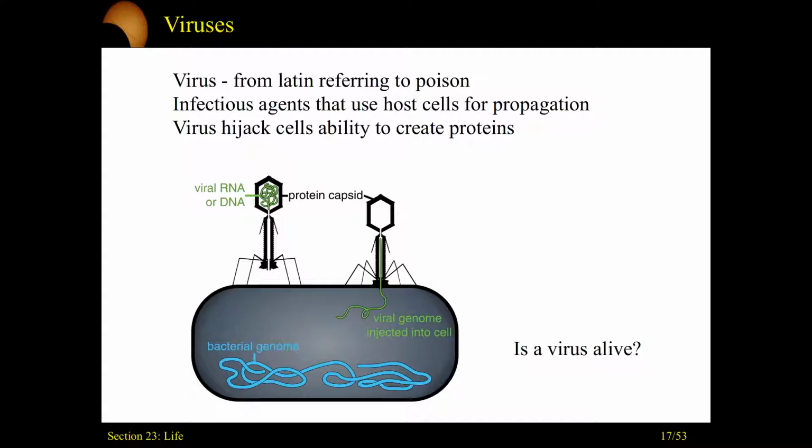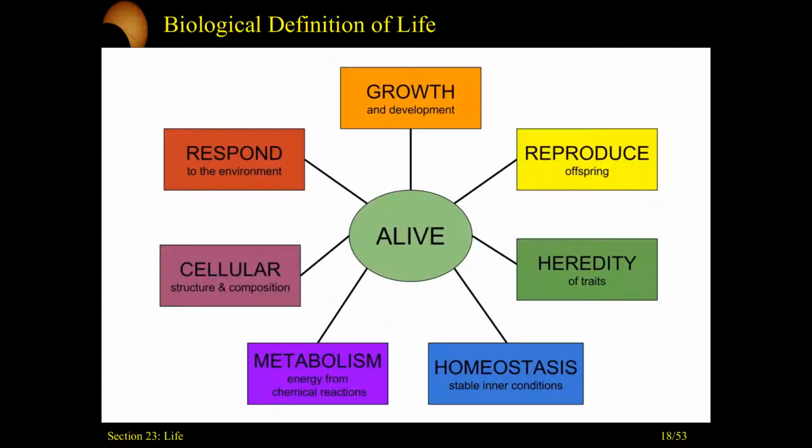Let's go into what the community defines to be alive. In general, it boils down to these seven ideas. In order to be alive, one of the aspects is that there has to be growth and development. You must be growing up, changing in size. Another aspect is reproduction. You have to have offspring. Something about you must be passed on, and those hereditary traits, our genetic information, are passed on to your offspring.